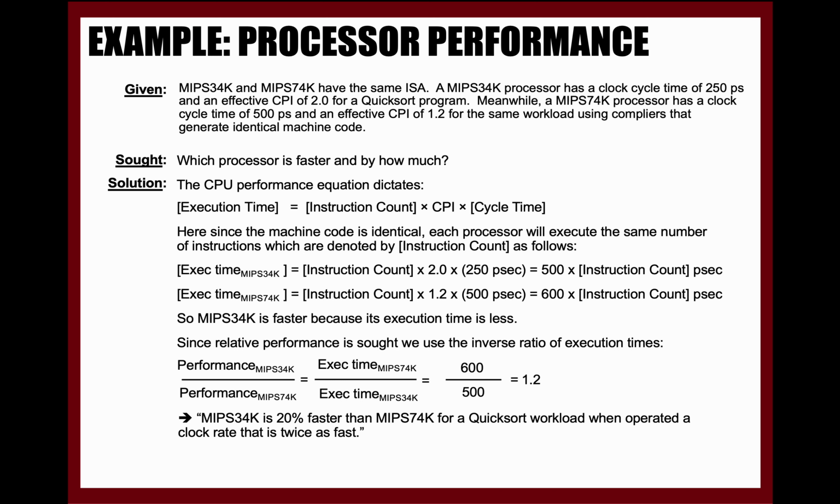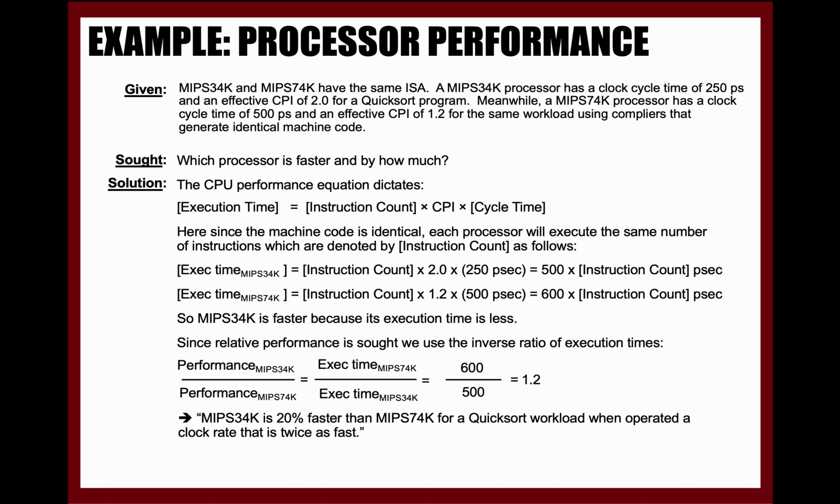For MIPS 34K, execution time equals instruction count times 2 times 250 picoseconds, which equals 500 times instruction count picoseconds. For MIPS 74K, execution time equals instruction count times 1.2 times 500, which equals 600 times instruction count picoseconds. Clearly, the MIPS 34K showcases a faster performance since its execution time is lesser.